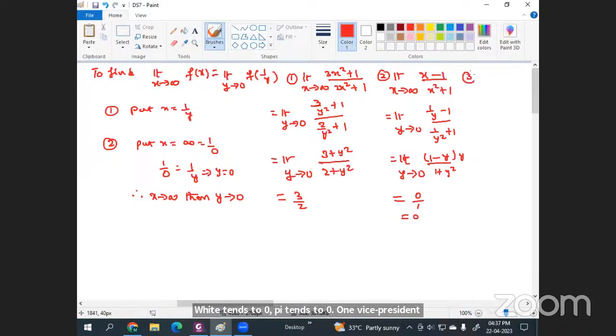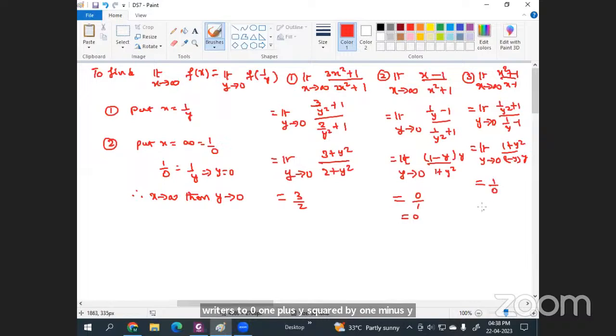Next, the third one, limit x tends to infinity of (x square plus 1) by (x minus 1) equals limit y tends to 0 of (1 by y square plus 1) by (1 by y minus 1) equals limit y tends to 0 of (1 plus y square) by ((1 minus y) into y) equals 1 by 0, you'll get infinity. So like that, we can do the problems.